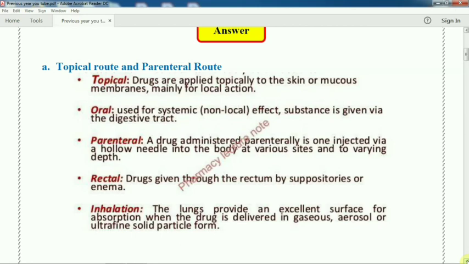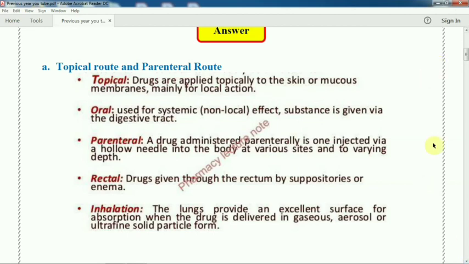A drug administered parenterally is one injected via a hollow needle into the body at various sites and to varying depth. We will discuss this in the route of administration part, mainly into the blood vessel. Apart from the topical route and parenteral route, other routes are also present, like oral route, rectal route, inhalation.